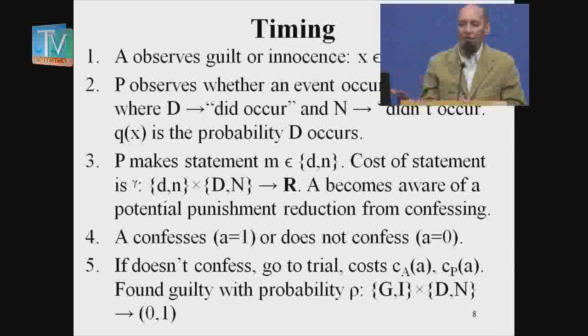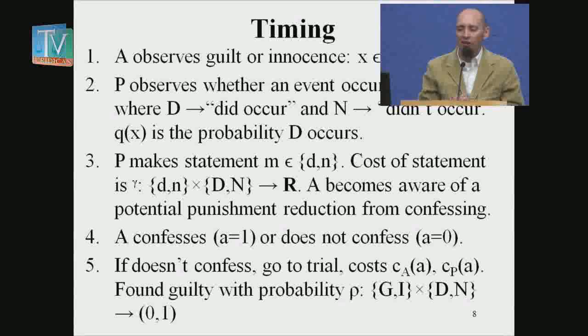So then after that, in period 4 on the timing, the accused chooses whether to confess or not. If the accused doesn't confess, it goes to trial, and there's a cost for both the accused and the police officer to going to trial. And the accused is found guilty with some probability. I'll say a bit more about that probability function in just a minute, but the probability depends on both whether the person is actually guilty or innocent and whether this evidence actually exists, right?